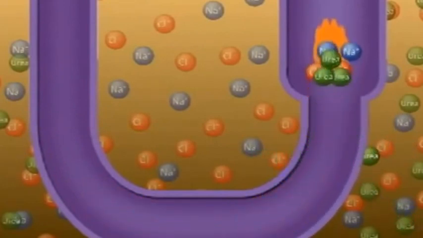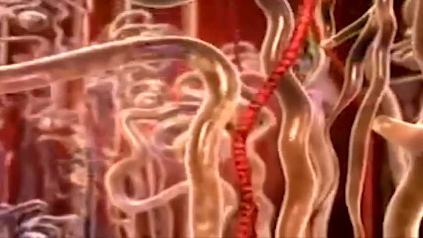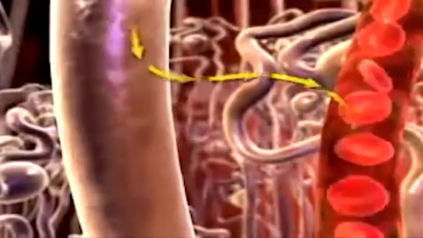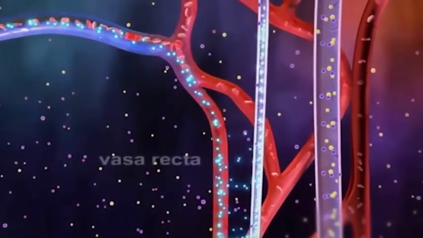A hyperosmotic gradient is then created in the peritubular space. Water and ions in this space would then be absorbed into the vasa recta, which lie in close proximity with the loop of Henle. This is known as the countercurrent exchanger.